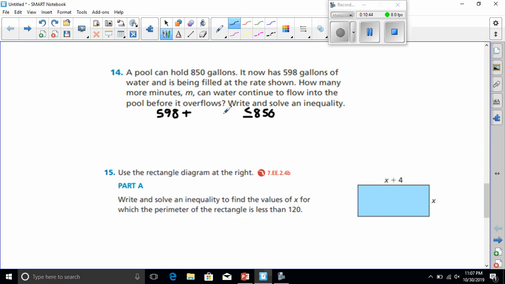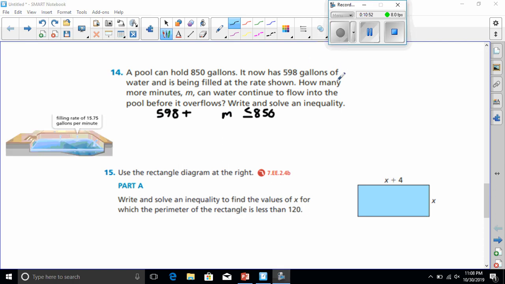Well, we must have a rate given to us somewhere. Let me go see if I missed a picture or something to add onto this clue. And there you go, I found the picture that goes with it. It says that it's filling at a rate of 15.75. So I'm going to have to multiply that times the minutes, because that's what it's asking, how many more minutes. So let's see, 15.75. It says write and solve. We wrote an inequality. Let's solve it.